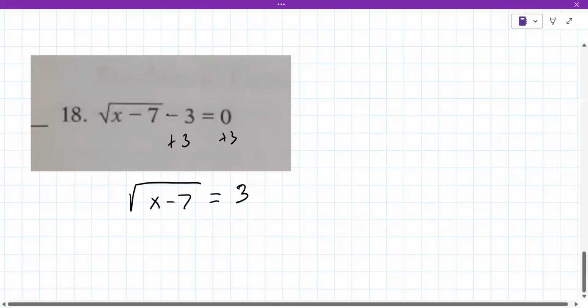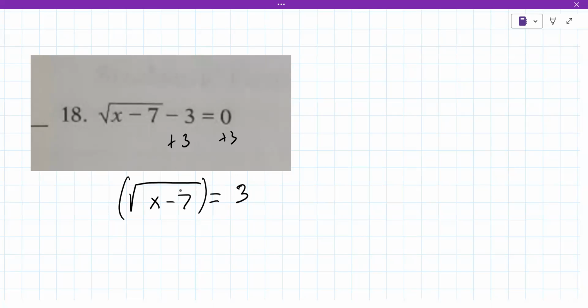Okay, now, how do you undo square root? I don't remember how to get rid of a square root. Take a look at what we did in the last problem. You put them in parentheses and squared. Yes, you have to square both sides of the equation. A square undoes a square root.